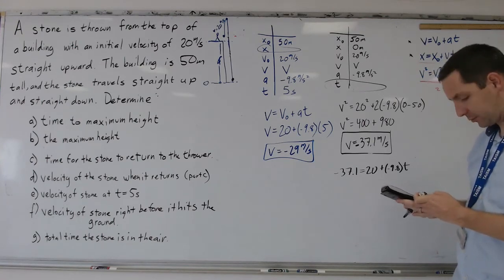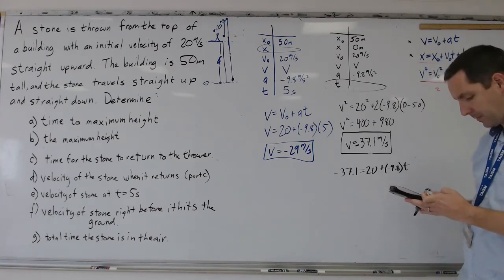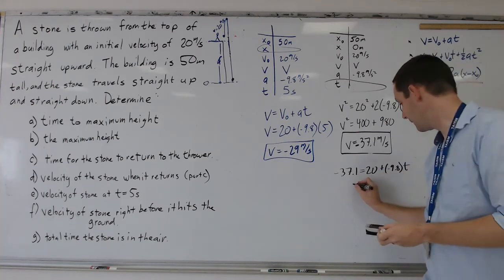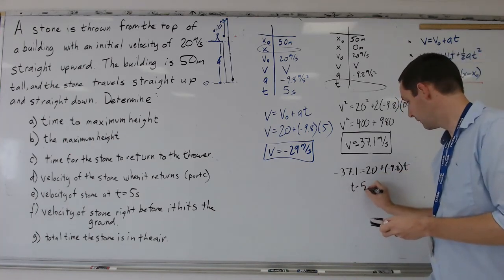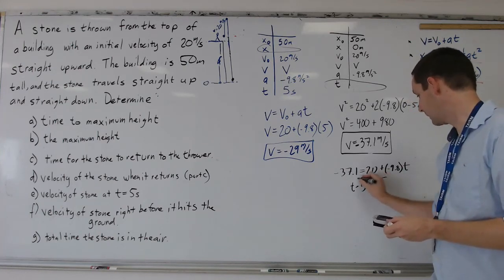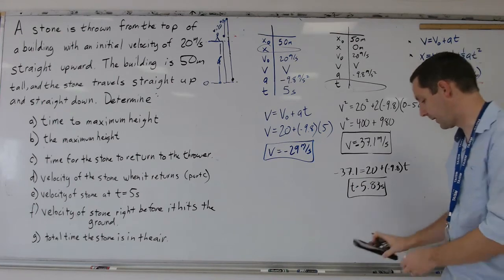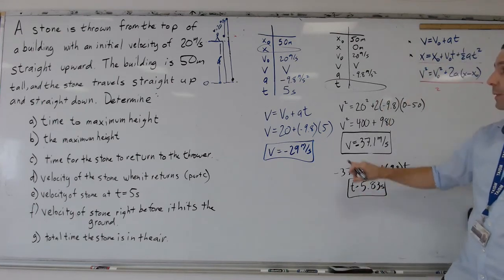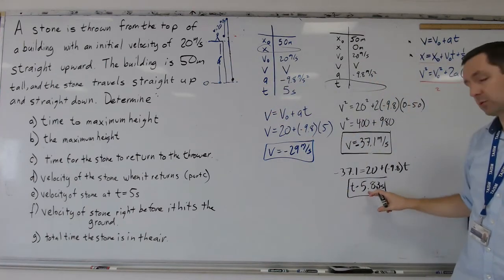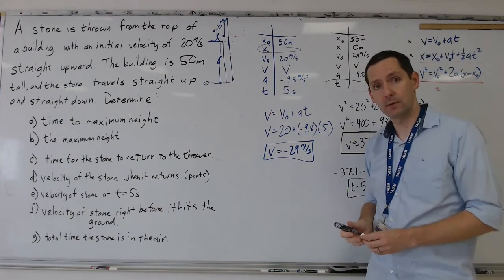Then we will divide by the negative 9.8. And hopefully you get that time equals 5.83 seconds. All right, just like that. Again, remember it was 4 seconds here. Takes a little bit more time to get down to the bottom, so it makes sense that it's a little bit bigger than 4 there.